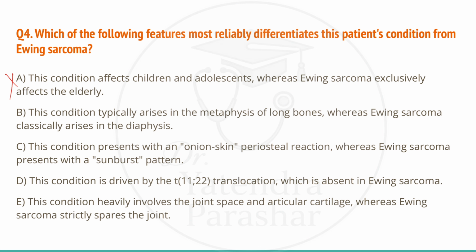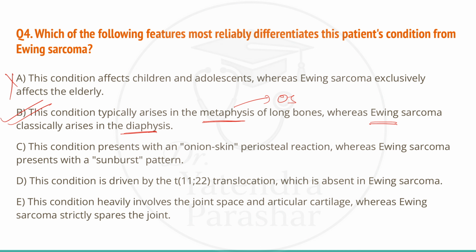Option B. This condition typically arises in the metaphysis of the long bones, whereas Ewing sarcoma classically arises in the diaphysis. This is the correct option because the metaphysis is the site for osteosarcoma and the diaphysis for Ewing sarcoma. So option B is the correct option.